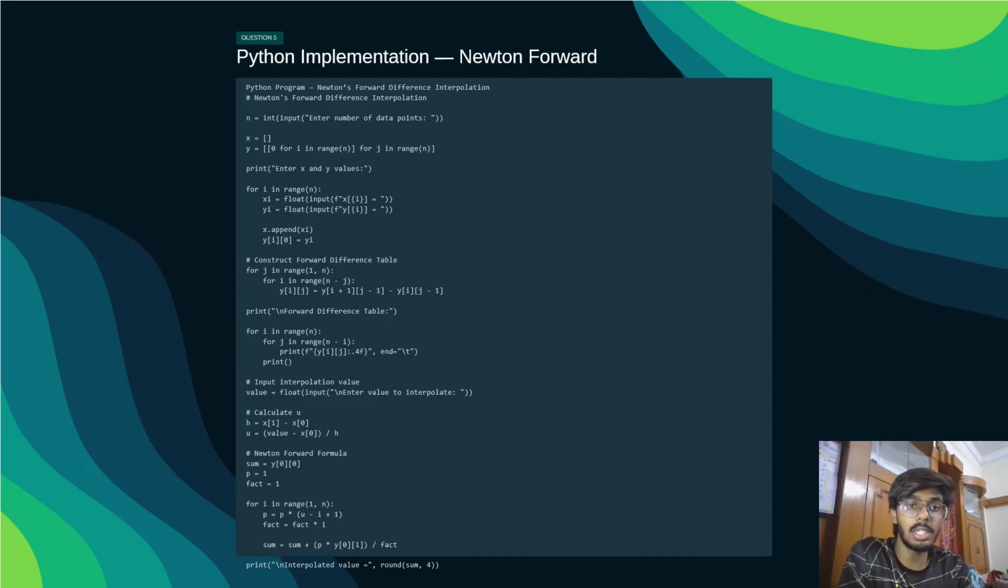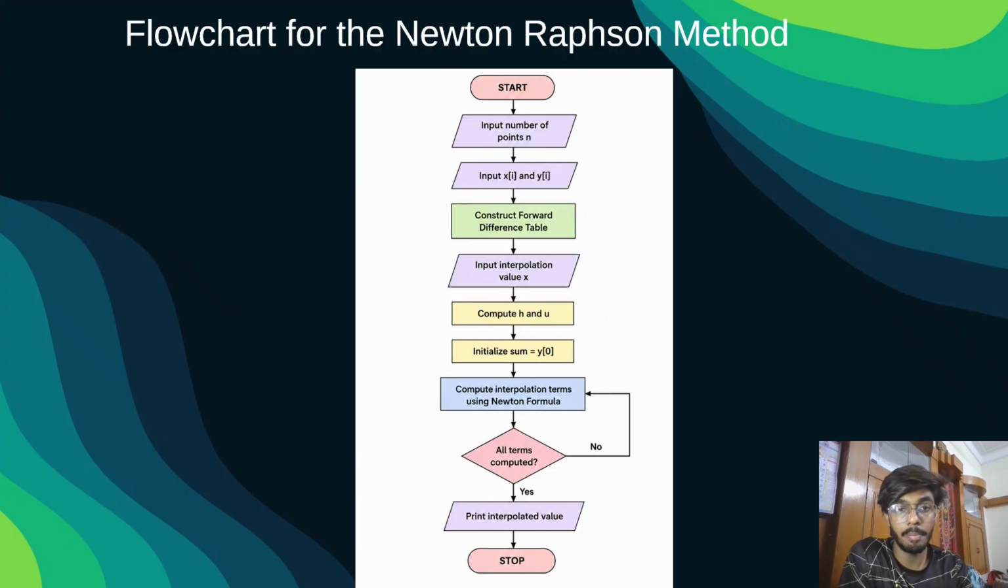Now we will see the flowchart for the same. Here we have the flowchart for the Newton forward interpolation method. This is the algorithm flowchart where we start. Take the input from the user. Input x and y. Construct a forward reference table. Using the table, we take an input for the Newton interpolation formula.